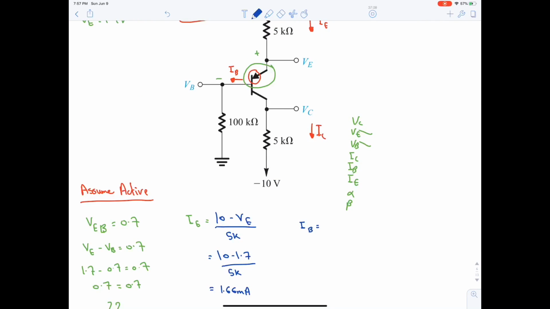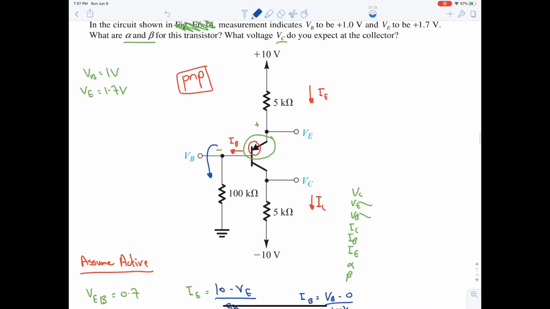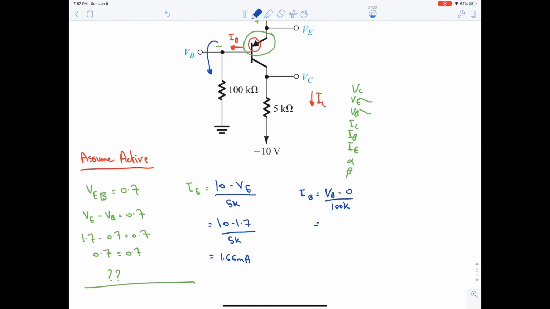Finding IB. IB is equal to VB, because current is going downwards. It will be VB minus 0 over 100K. VB is 1, so it will be 1 over 100K. This will give us 10 microampere. So we found out now 2 I's.